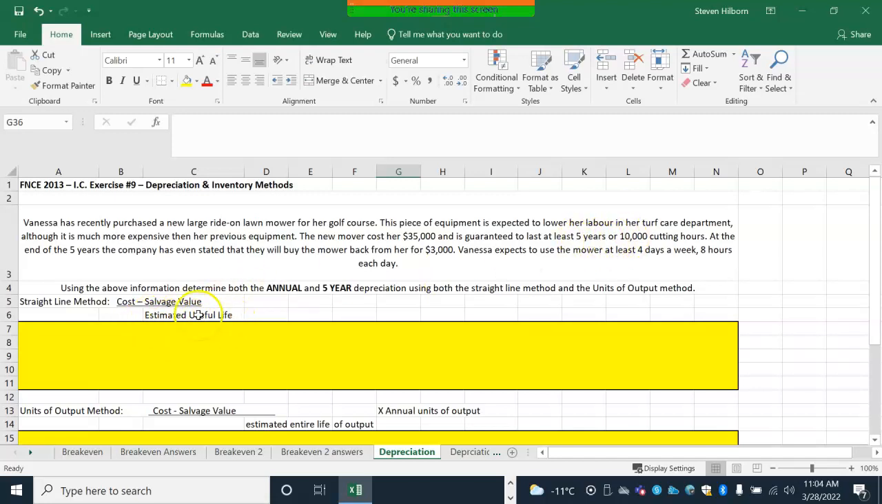It's guaranteed to last at least 5 years or 10,000 cutting hours. That's our estimated useful life. At the end of the 5 years, the company has even stated that they will buy the mower back from her for $3,000 for parts.